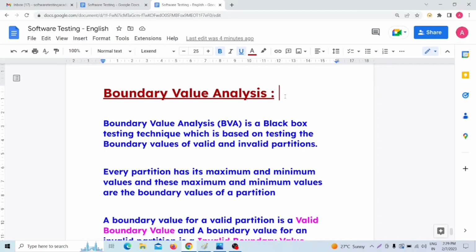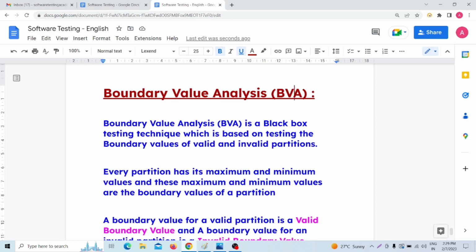So today in this video I am going to discuss one more black box testing technique, that is boundary value analysis, or BVA. The short form is BVA. Any interviewer can ask you what you mean by BVA, so you have to remember that BVA means boundary value analysis.